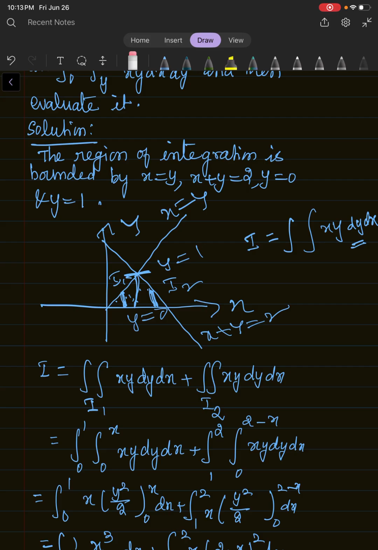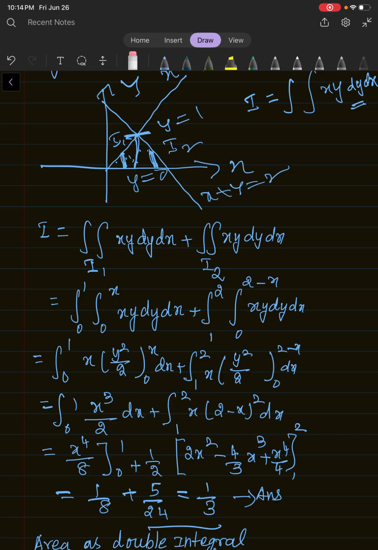To find y limit, we are going to consider the vertical strip in the region. If we consider vertical strip in the beginning, the limit is 0 to x. If we consider the vertical strip in the end, we are getting the y limit 0 to 2 minus x. Therefore, we are going to divide the region into two parts. First region is I1, second region is I2.